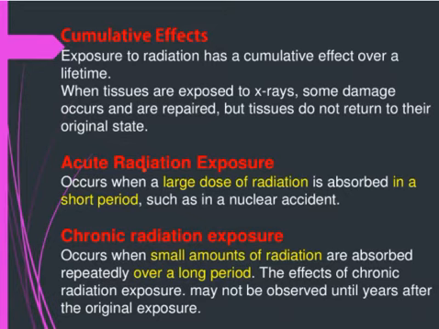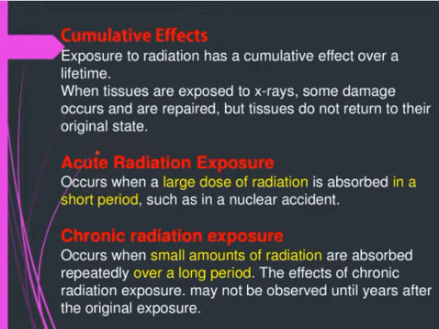When these effects occur on the tissues, some damage occurs and it is repaired. But tissues do not return to their original state if there is too much exposure. Okay? Acute radiation exposure and chronic radiation exposure. These are the first two things that you have to know about the effects of radiation on the tissues.